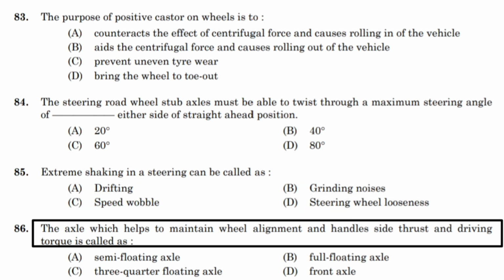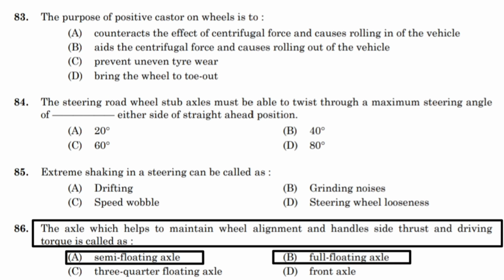86. The axle which helps to maintain wheel alignment and handle side thrust and driving torque is called as A. Semi-floating axle, B. Full floating axle, C. Three-quarter floating axle, D. Front axle. Answer C. Three-quarter floating axle.